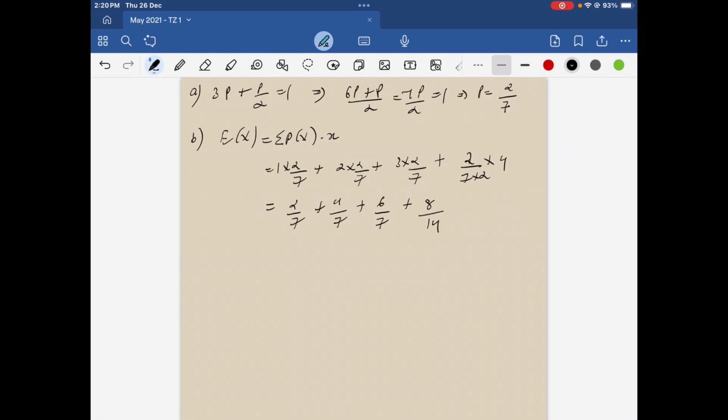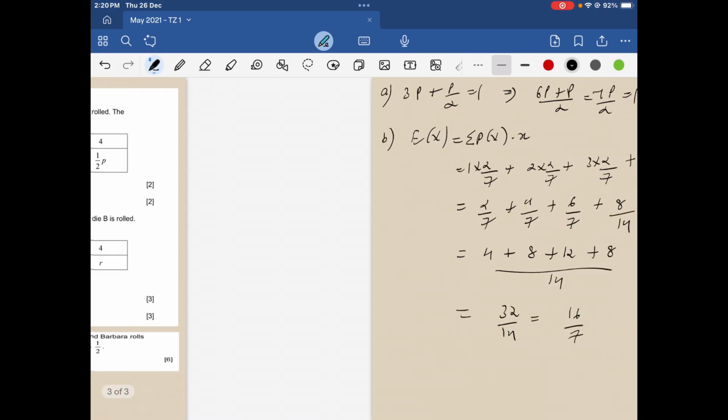If you take the LCM, try to simplify, LCM will be 14, multiply everything with 2. So this is 4 plus 8 plus 12 plus 8 divided by 14, and this will give me 24 plus 8 is 32 by 14. Simplify it, it will give me 16 by 7. So this is part B, again a 2 marker question.